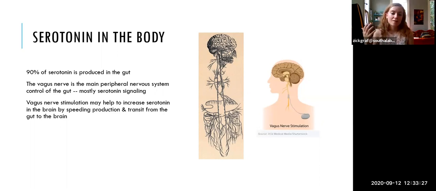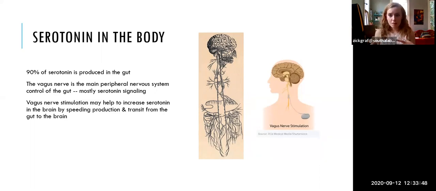It also innervates the genitals, so it's responsible for sexual functioning and sex drive. And the fact that the vagus nerve is strongly dominated by serotonin signaling helps to shed some light on the appetite and sexual consequences of depression, and also potentially the appetite, the weight gain and sexual side effects of SSRI medications.